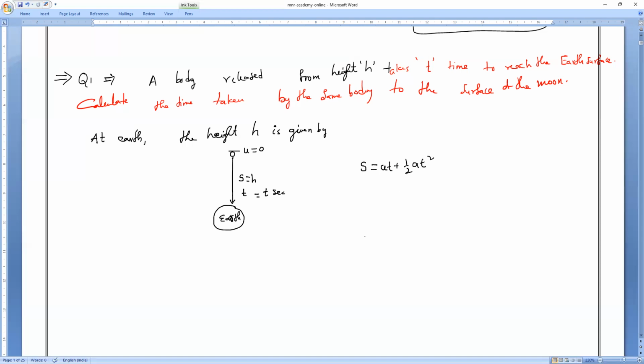But as it is free fall, the object is coming down, so we have to replace it. H is equal to, speak loudly, guys, ut plus half g, g of Earth, into t square. Now initial velocity is what, guys? Initial velocity is 0, so this whole term will become 0. So H is equal to half into acceleration due to gravity of Earth into t square.